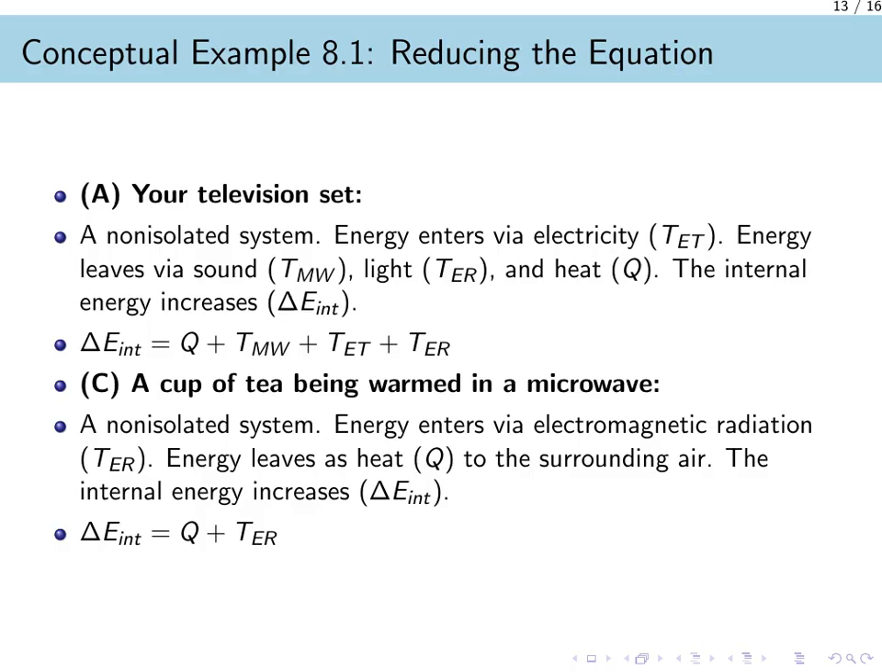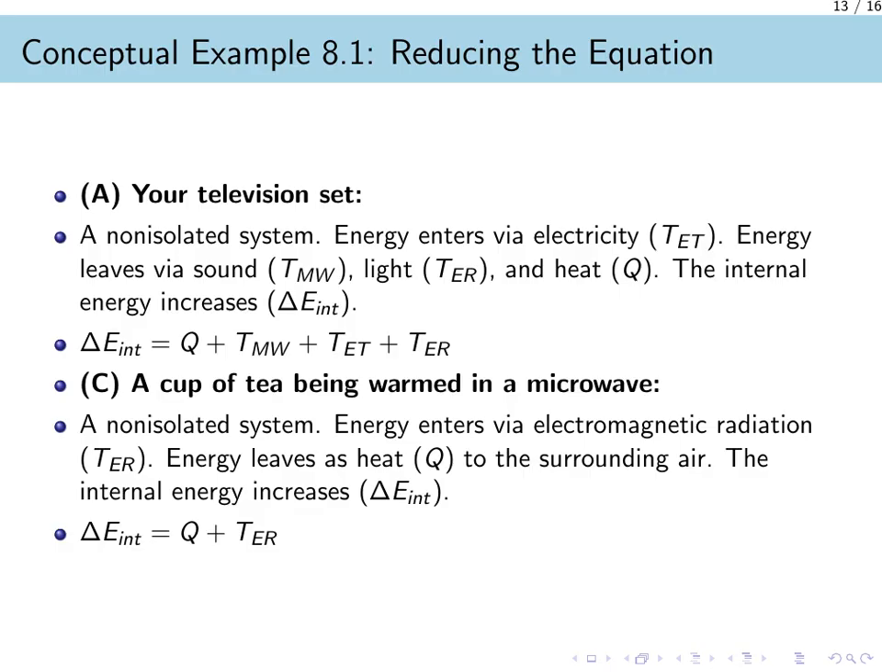Energy leaves in 3 ways: as sound, which is T sub MW, as light from the screen, which is T sub ER, and as heat to the surrounding air, which is Q. The television itself also gets warmer, so its internal energy increases, which is delta E sub int. For this system, our equation becomes delta E sub int equals Q plus T sub MW plus T sub ET plus T sub ER. As a second example, let us analyze a cup of tea being warmed in a microwave.